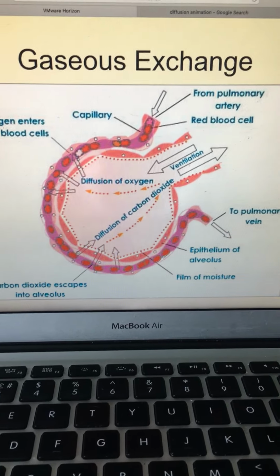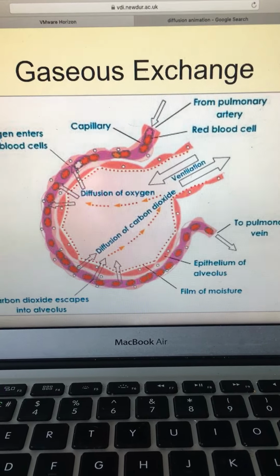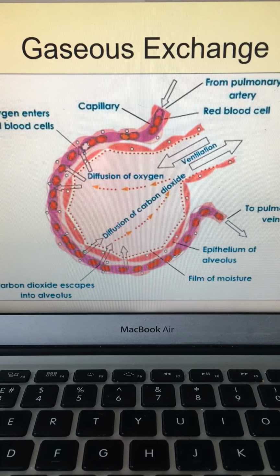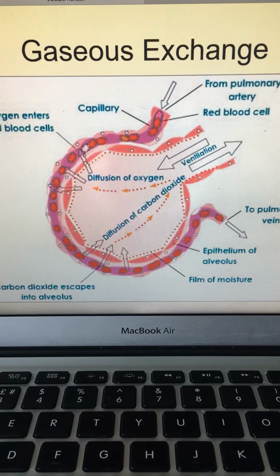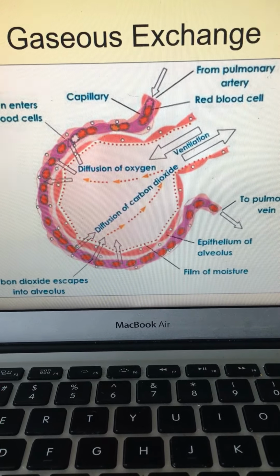Once the air reaches the alveoli, that's where gaseous exchange is going to occur. So the exchange of gases between the external environment, the air that we've brought into the respiratory system, and the internal environment, the blood.